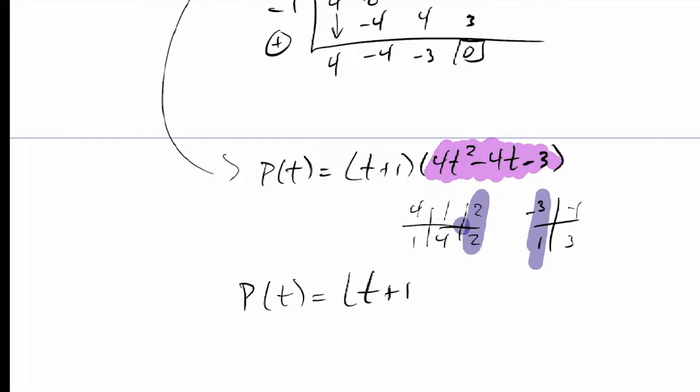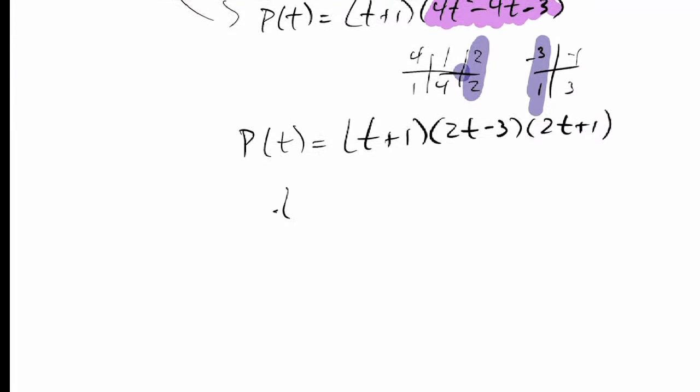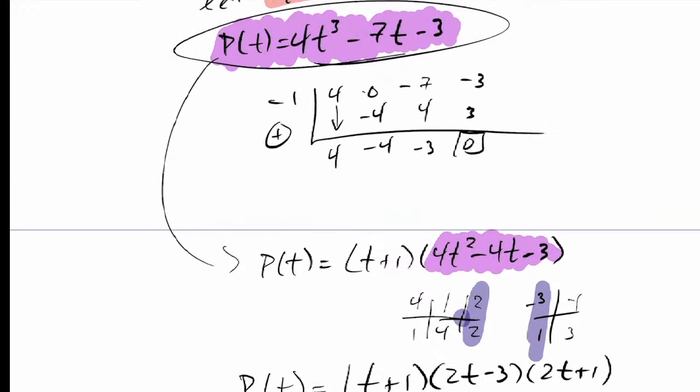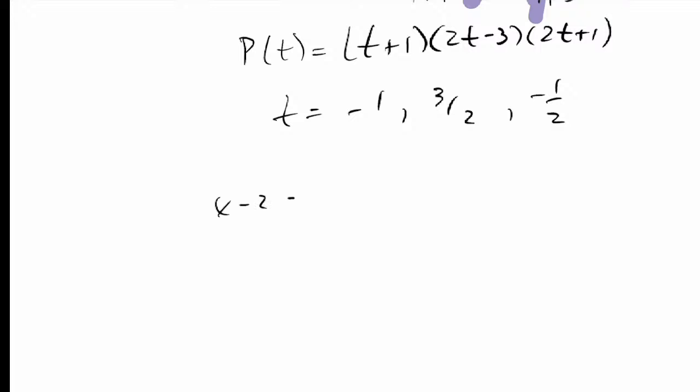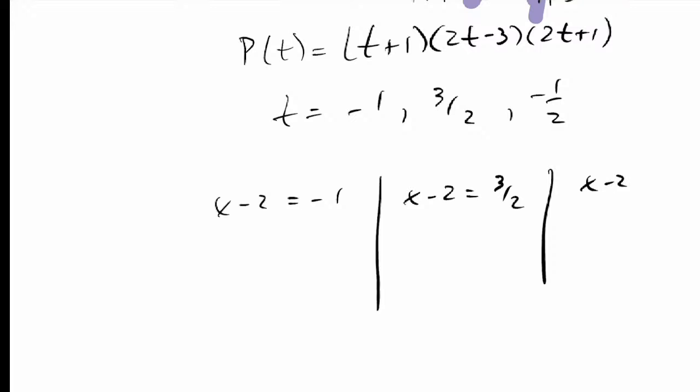So this becomes t plus 1, 2t minus 3, and 2t plus 1. So the answers I'm getting here are t equals -1, 3/2, and -1/2. But it's not a t that we want to solve for. We want to solve for an x, but I let t be x minus 2. So therefore I have x minus 2 is -1. Good question. Was this one of my test questions? It's a good question.